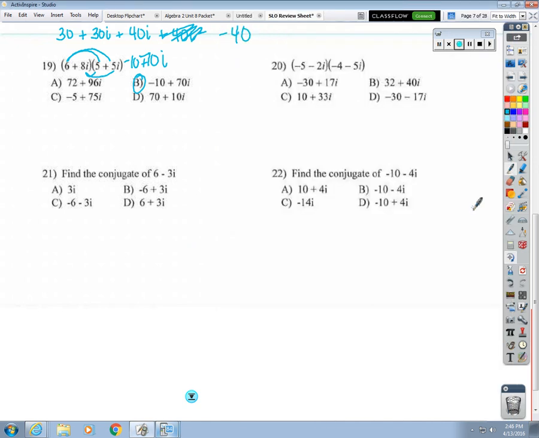Okay, number 21. Find the conjugate of 6 minus 3i. When it asks for the conjugate, what do you do? Not everything. Of the complex number. So it's D. You don't touch the real number. You only change the 3i to positive 3i. So like if you had negative 3 plus 6i, what would the conjugate be? Negative 3 minus 6i. You only change the sign of the complex part. The real part stays what it is. Okay, next page.